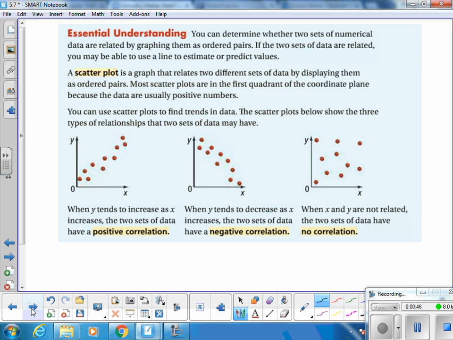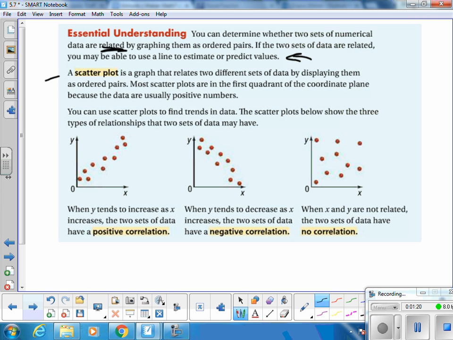You can determine whether two sets of numerical data are related, because we're looking at their relation, by graphing them as ordered pairs. If the two sets of data are related, you'll be able to use a line to estimate the predicted values. And we've been doing a lot of that, but we're going to be using a scatter plot this time. A scatter plot is a graph that relates two different sets of data by displaying them as ordered pairs. Most scatter plots are in the first quadrant of the coordinate plane because we're looking at positive numbers. You can use a scatter plot to find trends in the data.